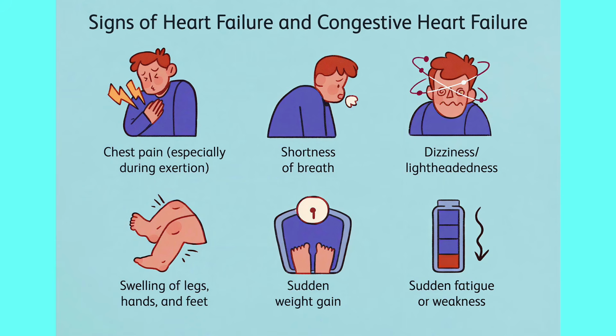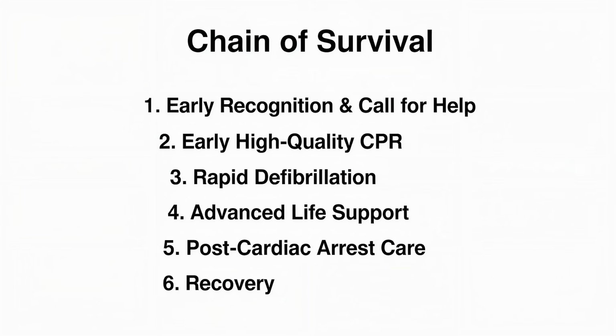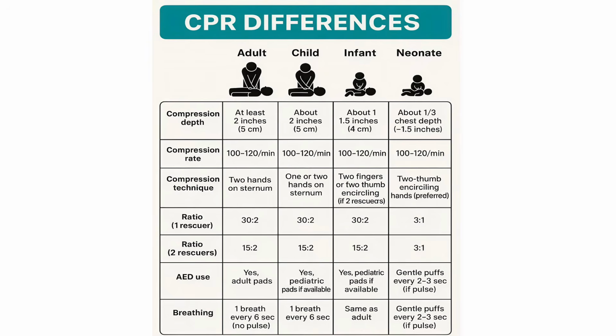When assessing a cardiac patient, rapidly identify those who are high priority. Anyone with severe chest pain, poor perfusion, pale, cool, sweaty skin, or altered mental status. Let's talk about resuscitation. The chain of survival is critical. It starts with early recognition and calling for help, followed by early, high-quality CPR, rapid defibrillation, and then advanced life support. For CPR, you must start immediately for any patient who is unresponsive, pulseless, and not breathing.